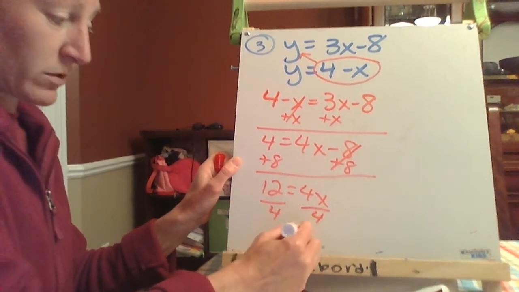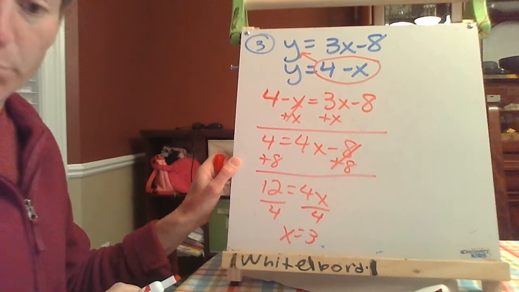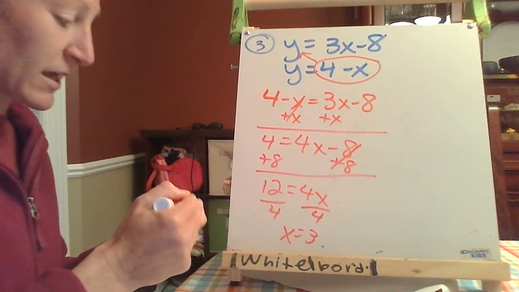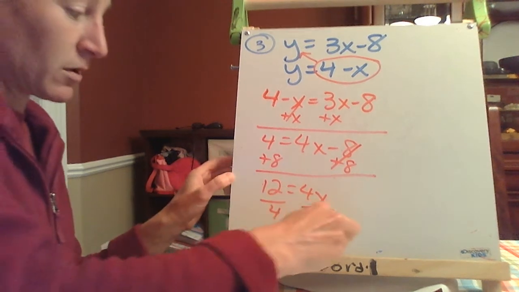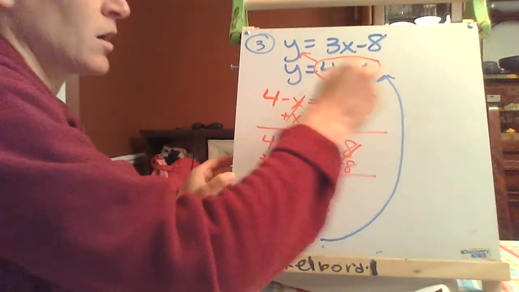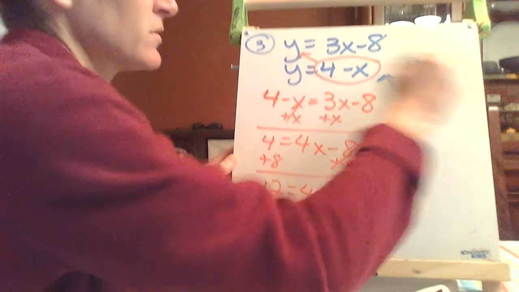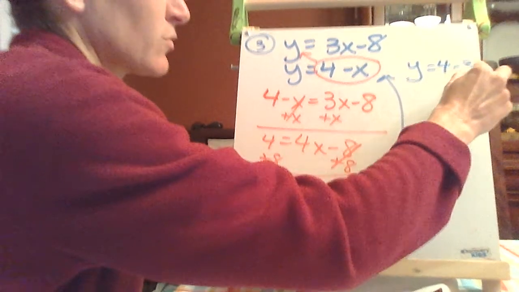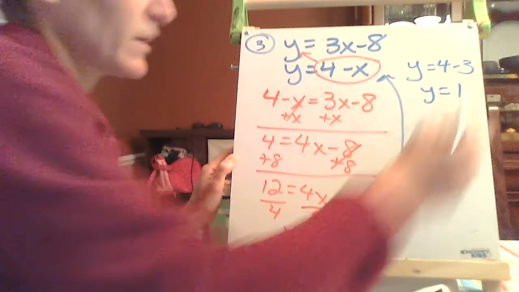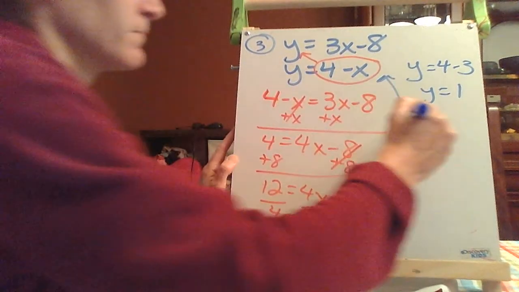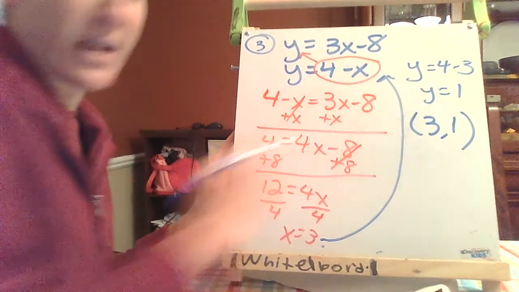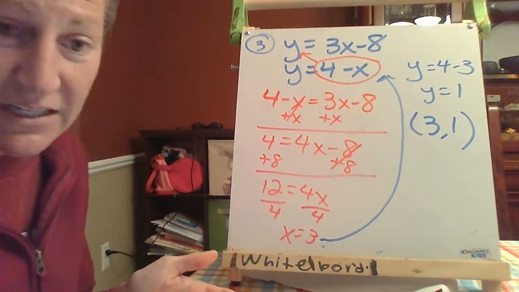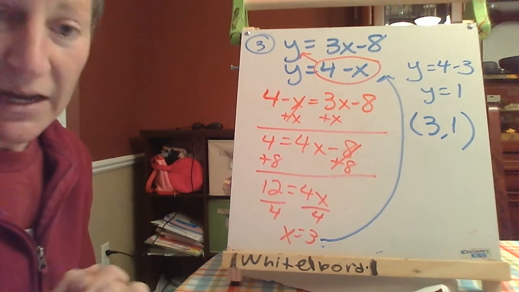x equals 3. Perfect. My x value gets plugged in for my circled stuff all the way up here. So I get y equals 4 minus 3. y equals 1. So what is my solution? 3, 1. That is my ordered pair. A nice, easy solution. We got it by substituting.